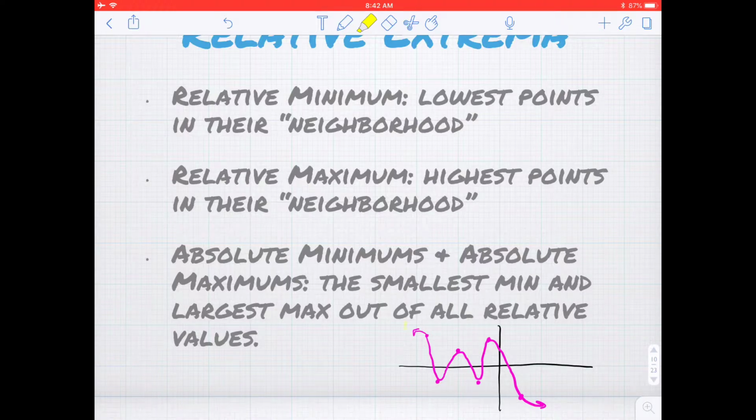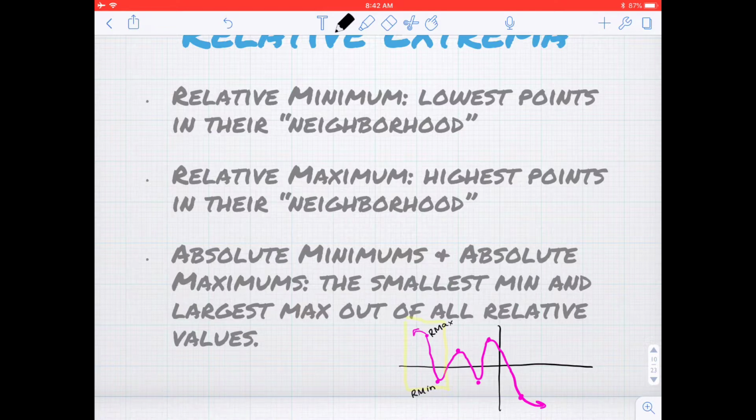If I make this yellow box, and hopefully you can see it on your screen, this represents a neighborhood on the graph. And if I were to look at the points that are listed, there's 2 pink points. I could call this value right here a relative max, because in this neighborhood, in this yellow box, it is a high point. And in this yellow box, this pink point at the bottom is a low point. So I could call this one a relative min.